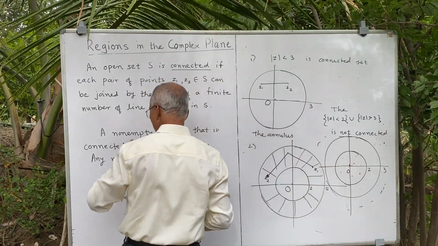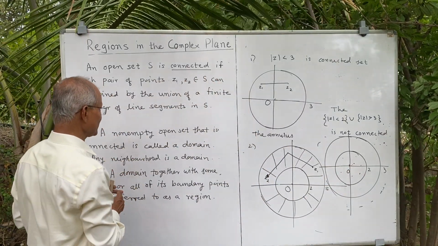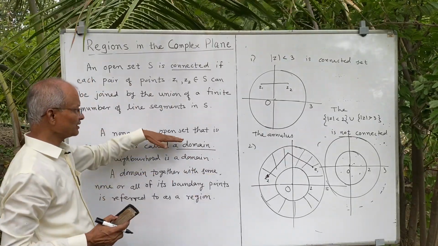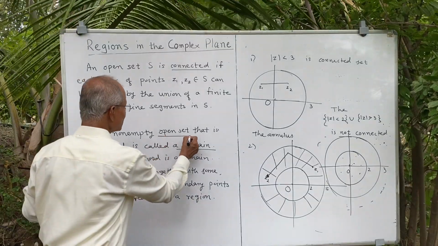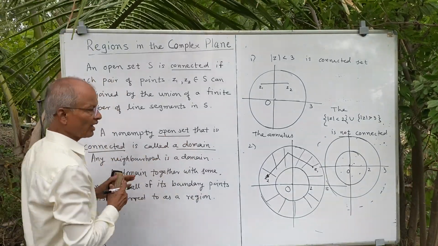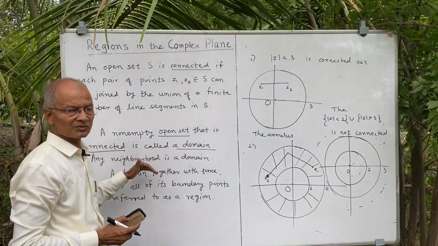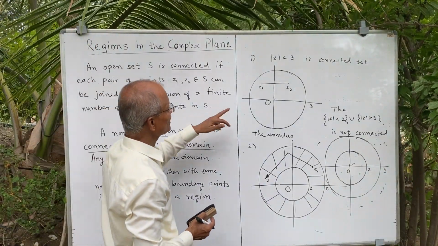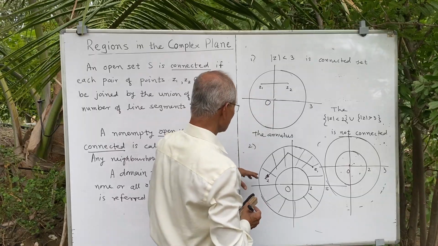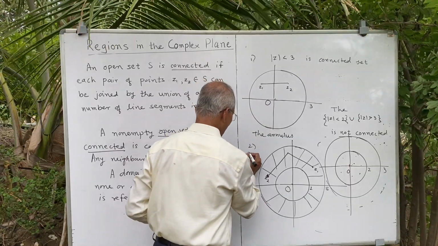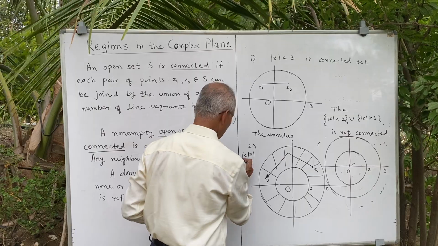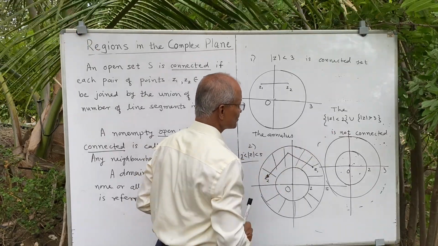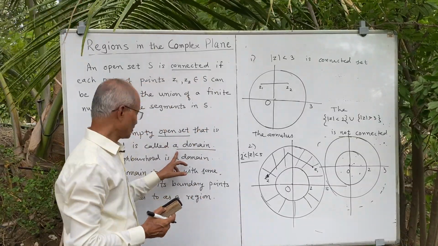Now, further we define: a non-empty open set that is connected is called a domain. There are 2 conditions: it must be an open set and it must be a connected set. Then it is a domain, and therefore this disk is a domain, and this annulus, 2 less than mod z less than 5, is also a domain. But the set that is not connected is not a domain.